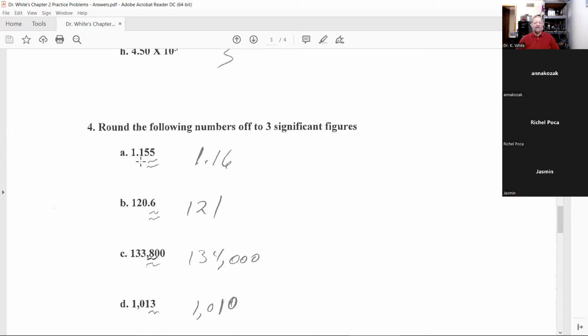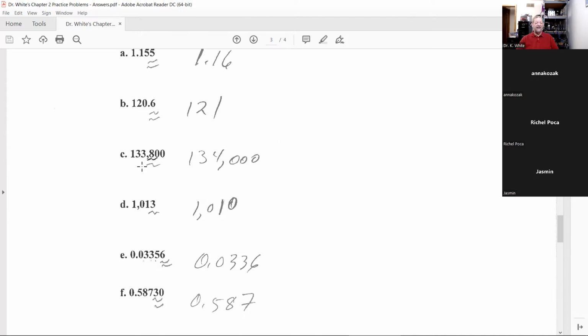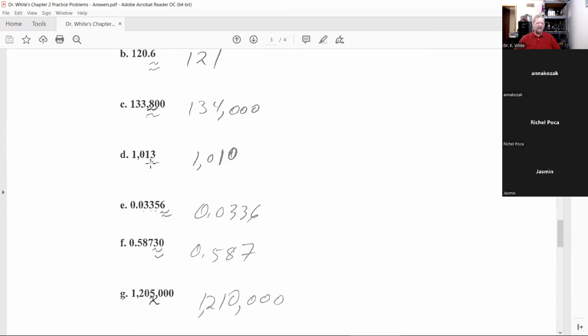So let's look at 4a to round it off with three significant figures. You keep the 1, keep the 1, keep the 5. The second 5 I'll round off, that's 5 or higher. Drop that, increase that by 1, so it's 1.16. Now I have here B and C and D, ignore those. You won't do stuff like that.